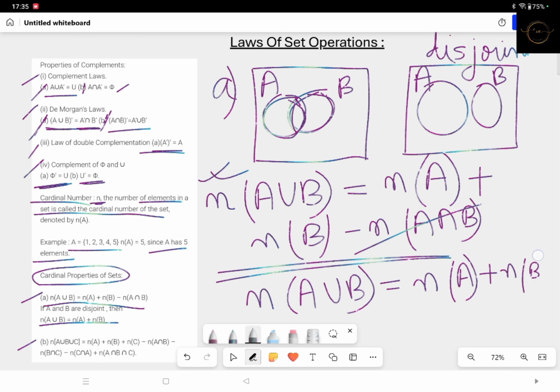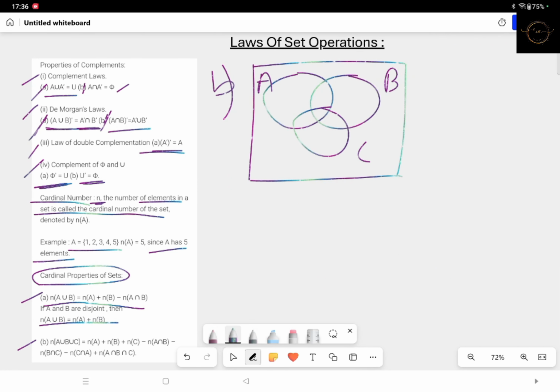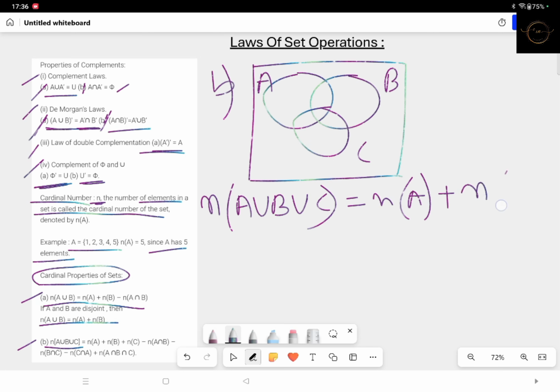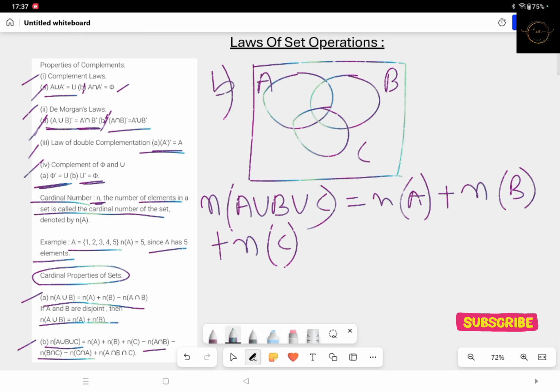Now we will come to 3 sets. When you talk about 3 sets, then n of A union B union C will be equal to n of A, that means the cardinal number of set A, plus n of B plus n of C. Now when you are taking n of A, n of B, n of C, these many things are getting repeated 2 times. So therefore you have to subtract 1 at a time.